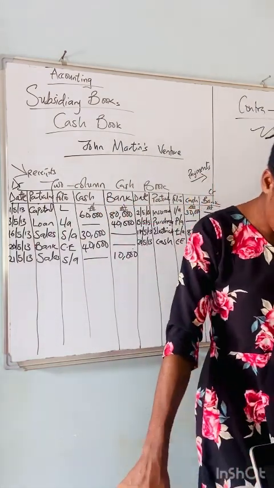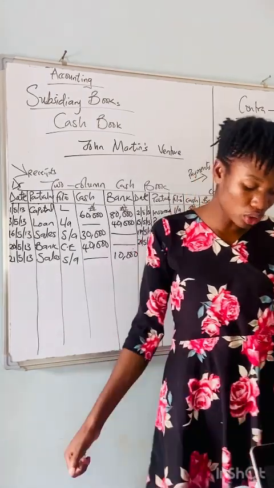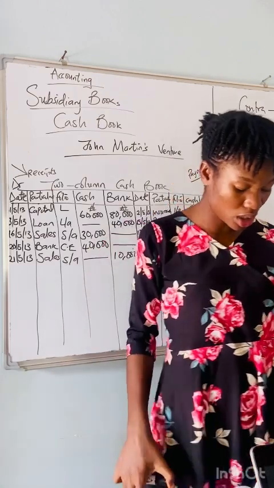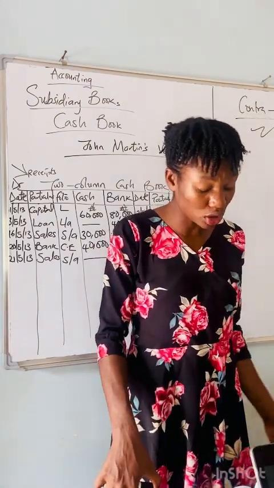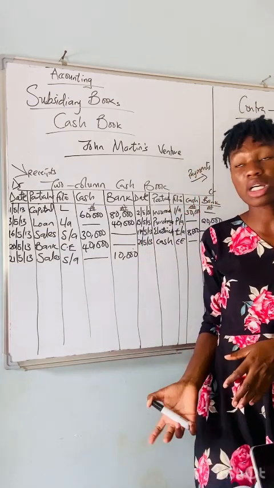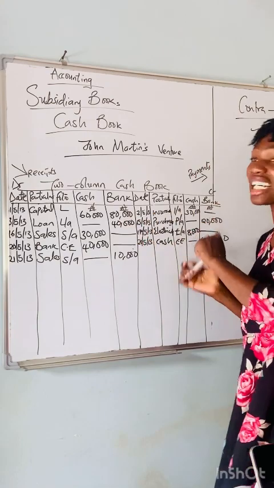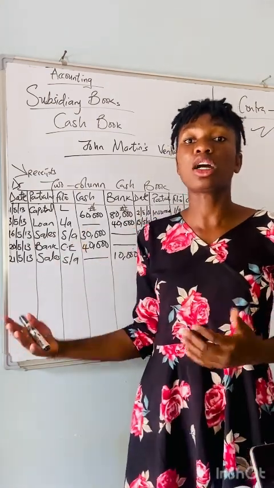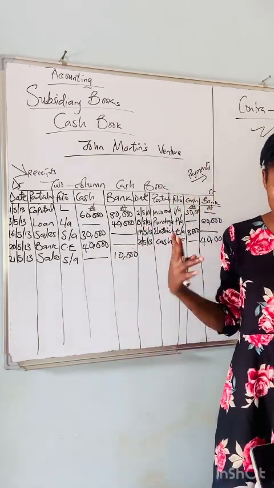So the next one we have is cash banked on the 23rd. Cash banked, that is, cash was taken to the bank, 24,000 naira on the 23rd. This is also a contra entry. Cash was taken into the bank. That means we'll be crediting our cash account since money is going out of the cash account, and then debiting our bank account because the bank account is receiving. It's a contra entry, so we'll be entering that two times.